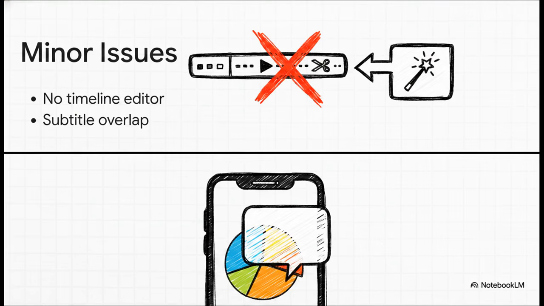Secondly, there is currently no built-in timeline editor for the videos. If you don't like a specific visual, you can't just tweak it on a timeline. You actually have to adjust your text prompt and generate a whole new version of the video. Also, early users have noted occasional subtitle overlaps, where text might temporarily cover a key part of an animated diagram, which requires a quick reprompt to fix.